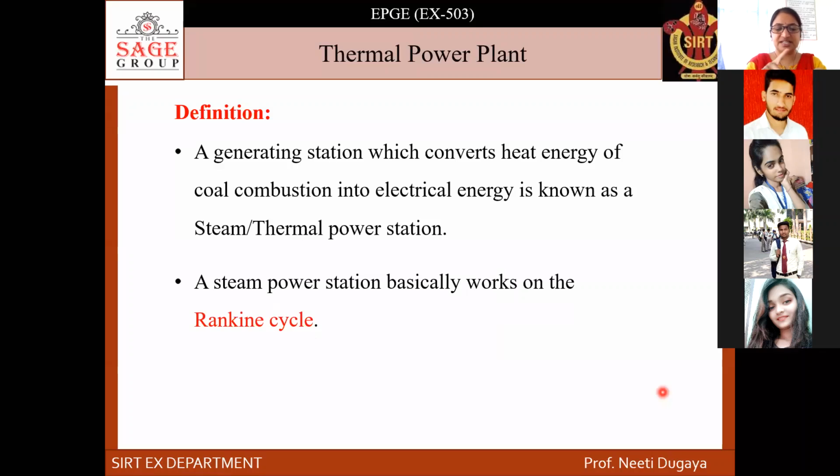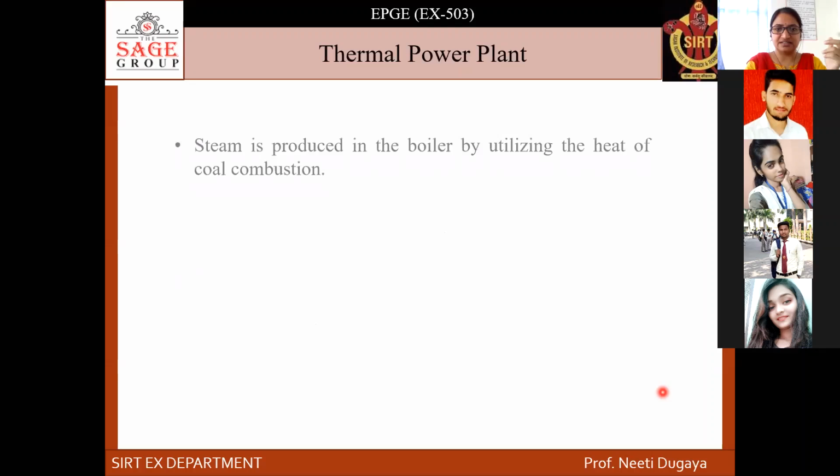It is associated with steam. What happens when we boil the water? Steam is produced. By the help of steam, we run the turbine, and the turbine is connected to the generator. Then the generator generates electricity. Then that steam is again condensed, and after condensing it turns to water again, and that water is again boiled in the boiler and generated into steam. So this is a closed cycle. That is why it is known as the Rankine cycle, and we'll be discussing that later.